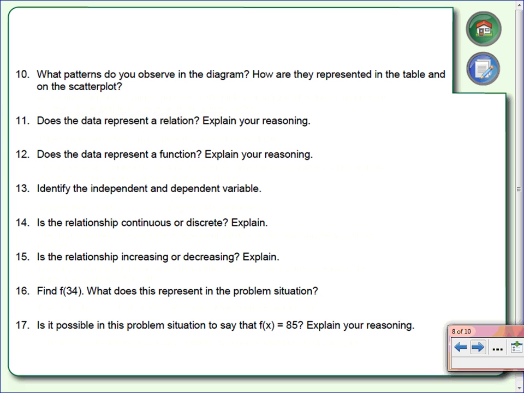So let's take a look over here at the questions. Number 10. They want to know what pattern do you observe in the diagram? Well, you just said it. It's increasing. It's going up. It's increasing.